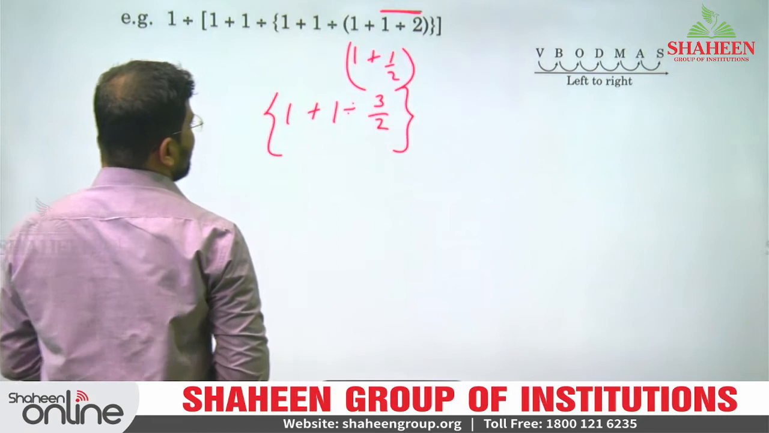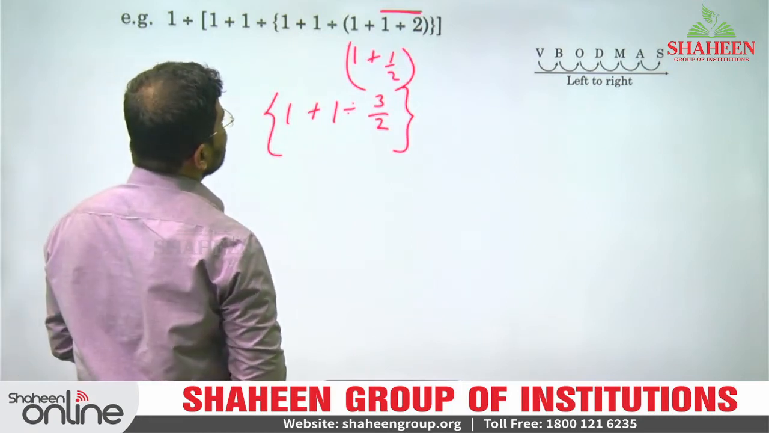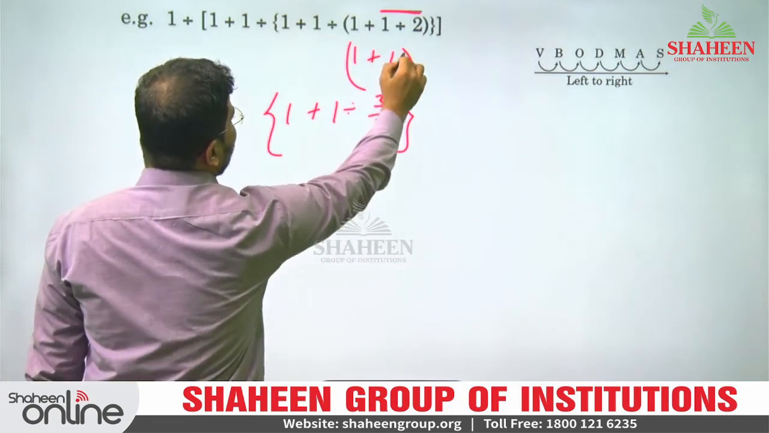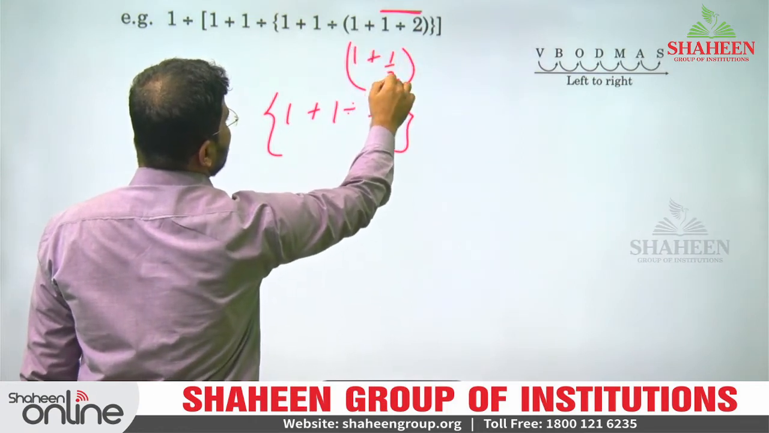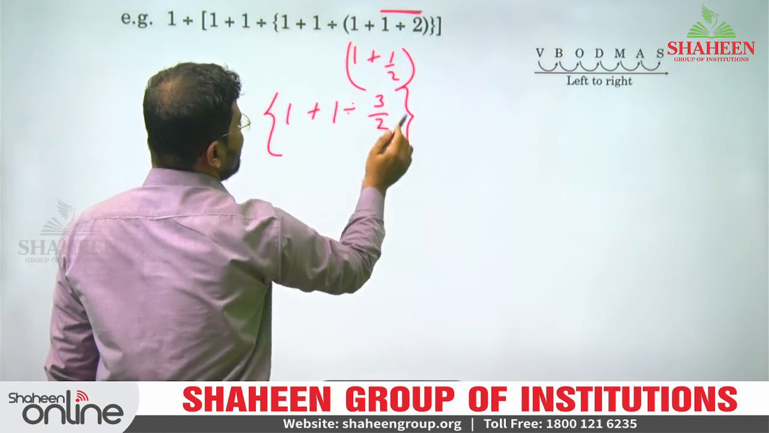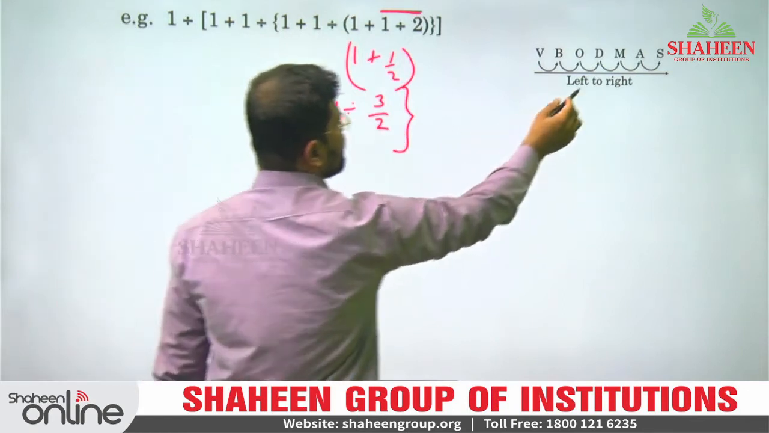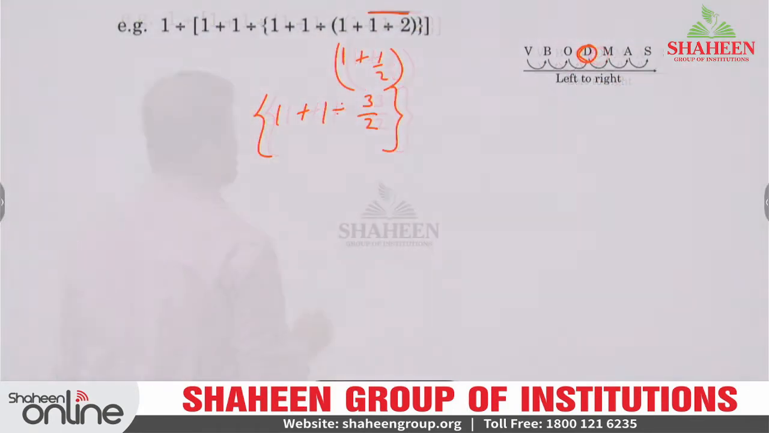Yes, so 1 by 2, 1 plus 1 by 2. So this entire bracket, it becomes what? 3 by 2. Now 1 divided by 3 by 2. So first we need to, as per this, what is this? First we need to see the division.